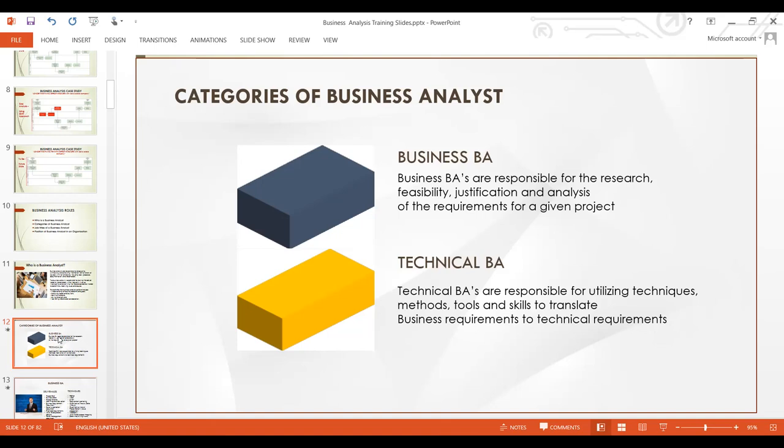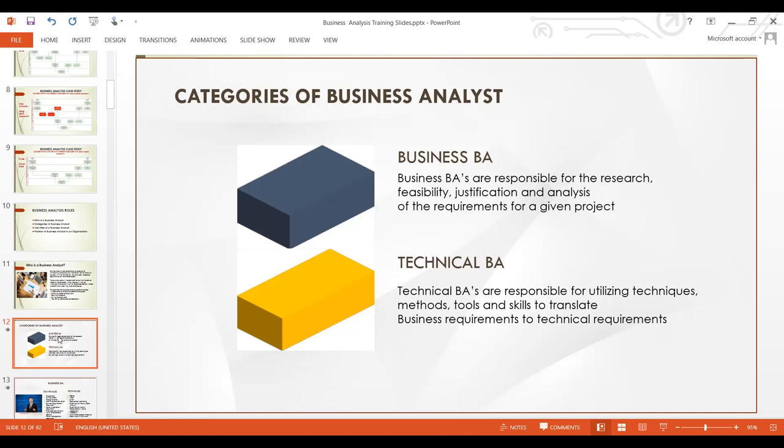Technical business analysts are responsible for utilizing techniques, methods, tools, and skills to transfer business requirements into technical requirements. The business BA will find out the business solution, and to find out this business solution, you generate business requirements. Once you come up with these business requirements, now you know the solution. Somebody needs to break that business requirement down into technical requirements so that the developers can consume them, because developers cannot consume business requirements. Developers do not understand the language of business requirements.